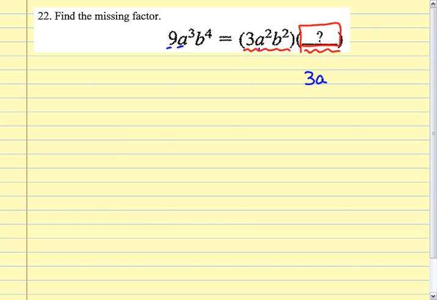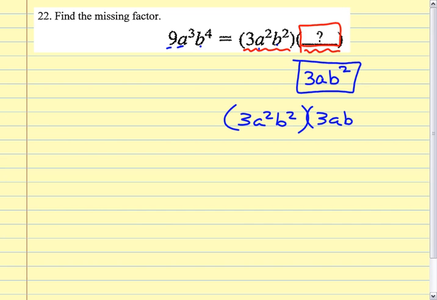Then you look at b to the 4th, and then you look back at b squared. You have to decide what b squared times what equals b to the 4th. That would be b squared, so you write b squared next to 3a, and then you box the answer. But we're not done yet, because you have to check and see if 3a squared b squared times 3ab squared equals 9a cubed b to the 4th. All right, let's check it.